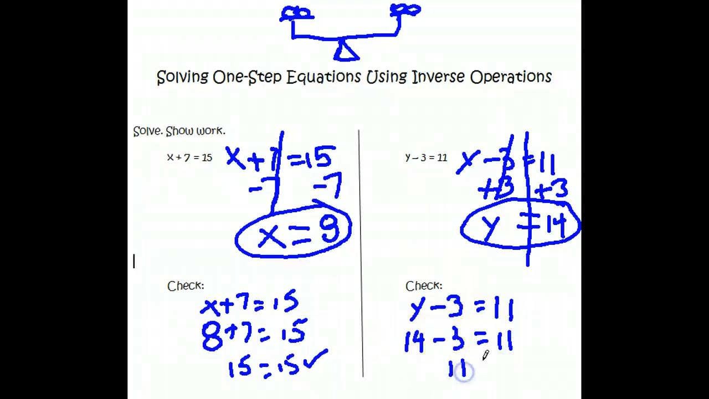Minus 3 equals 11. I have a true statement. 11 does equal 11. Therefore, y equals 14 is the correct solution. I feel good about that.